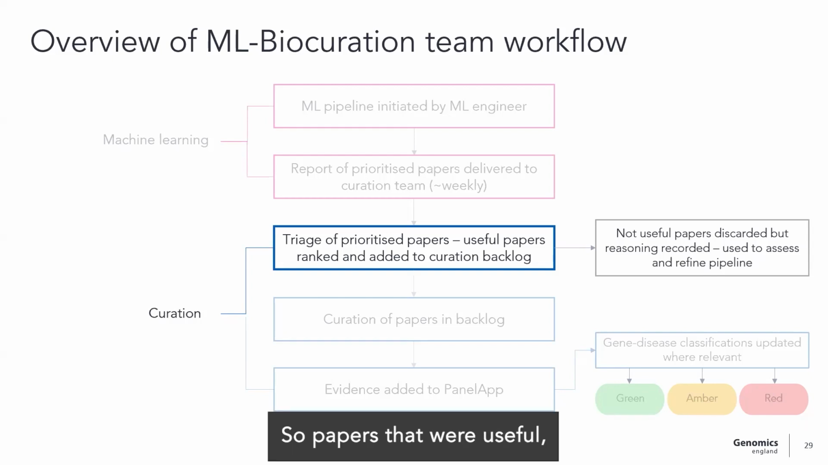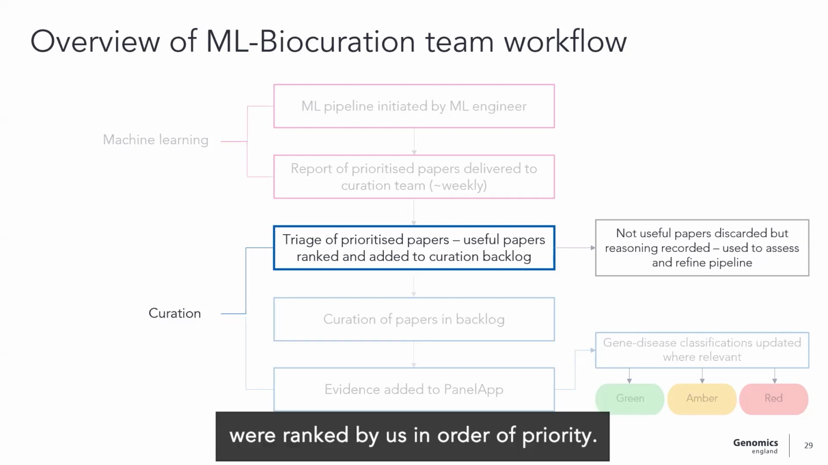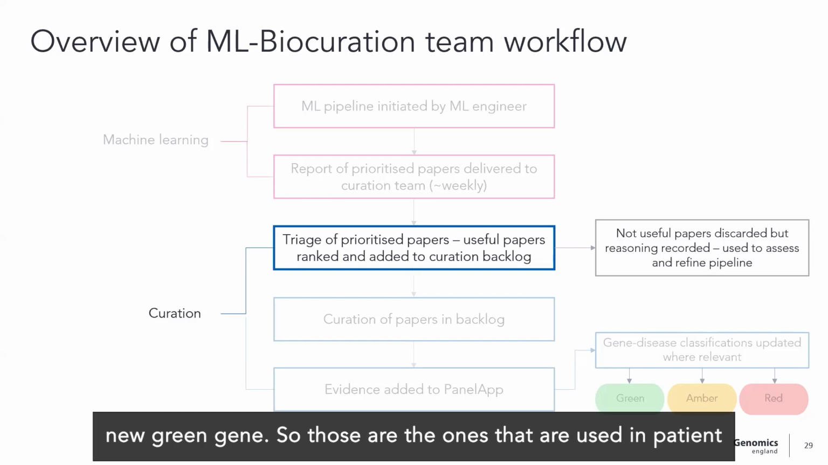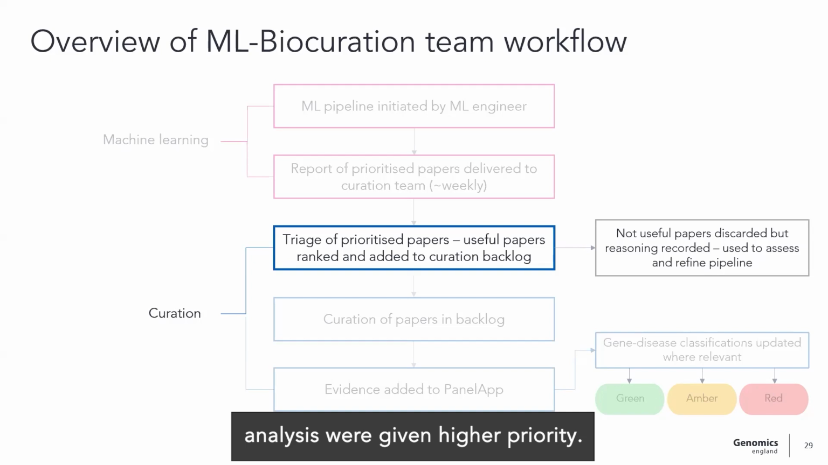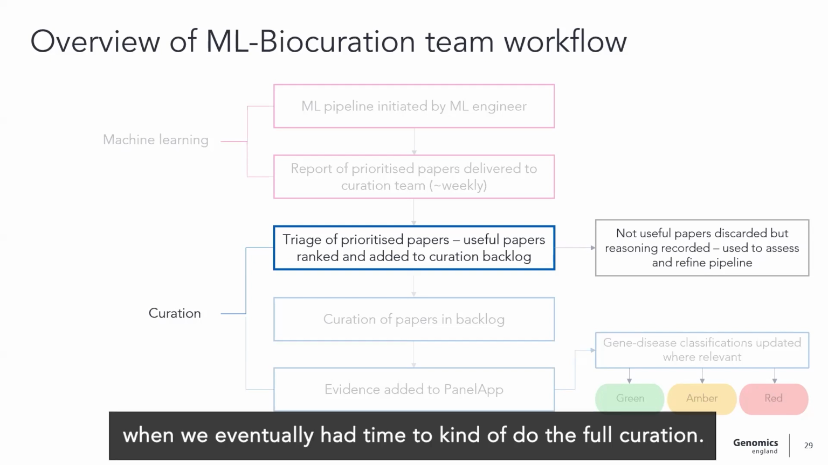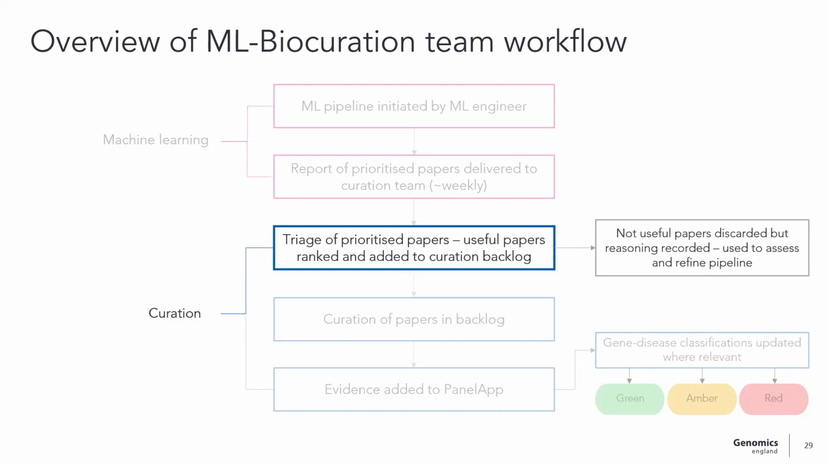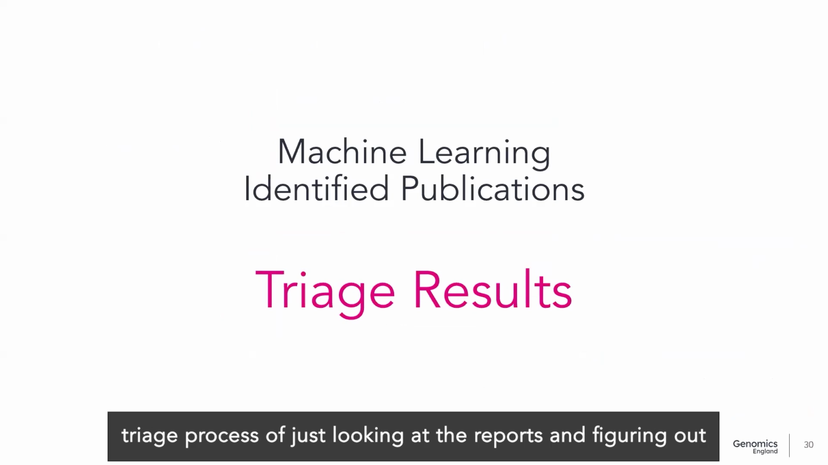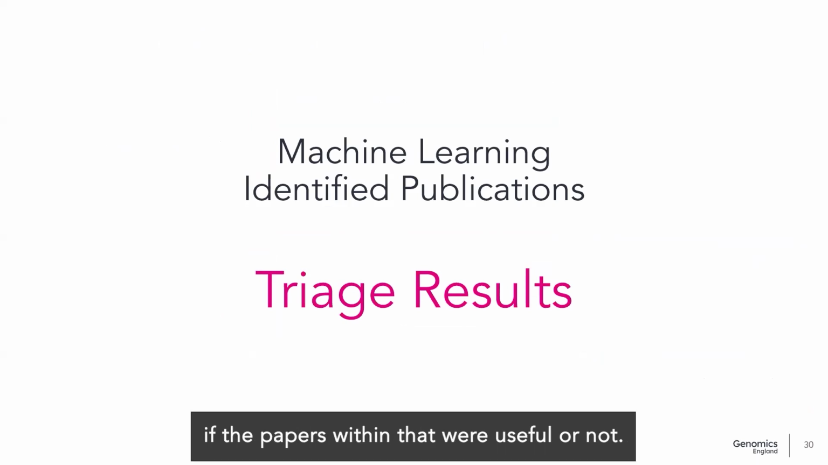Papers that were useful were ranked by us in order of priority. The ones that looked like they might lead to the addition of a new green gene, those that are used in patient analysis, were given higher priority. And that was added to our curation backlog, to get to when we eventually had time to do the full curation. So I just want to go through the results of this whole triage process of looking at the reports and figuring out if the papers within them were useful or not.